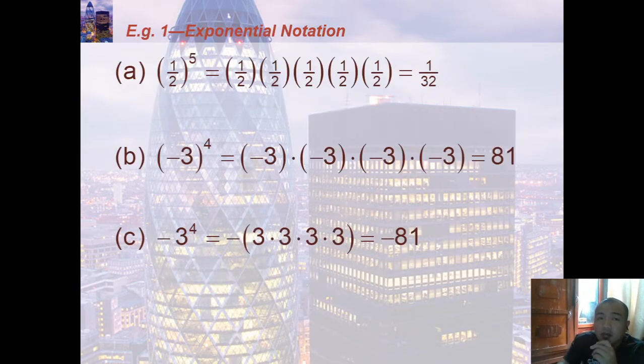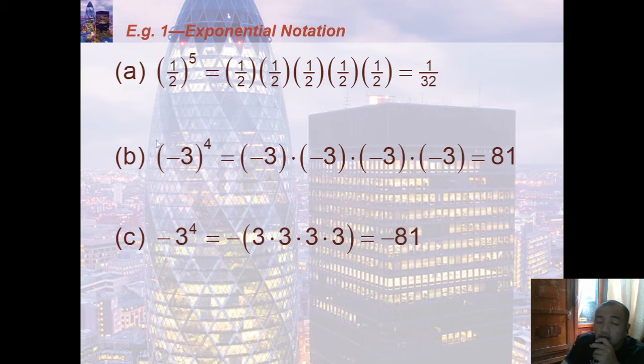We have here examples for exponential notation. Letter a, 1 half raised to the fifth power means we multiply 1 half by itself 5 times: 1 half times 1 half times 1 half times 1 half times 1 half is 1 over 32. Negative 3 to the 4th power means we multiply negative 3 by itself 4 times: negative 3 times negative 3 times negative 3 times negative 3 is positive 81. But negative 3 to the 4th power, without the parentheses, means negative of 3 times 3 times 3 times 3, which is negative 81.